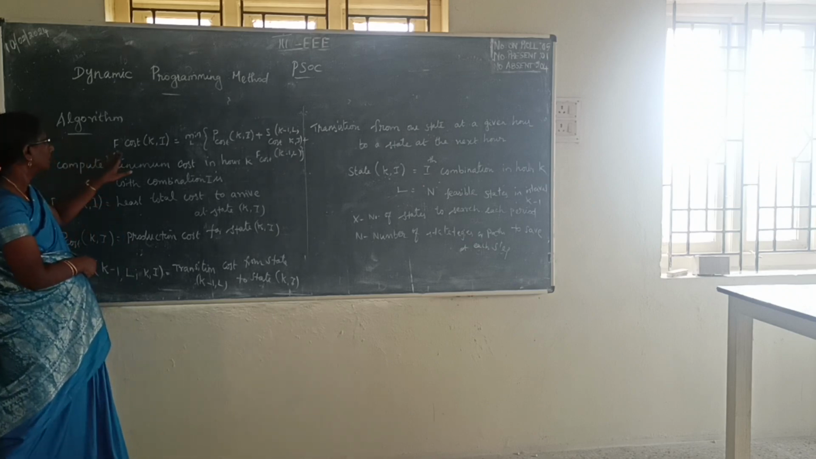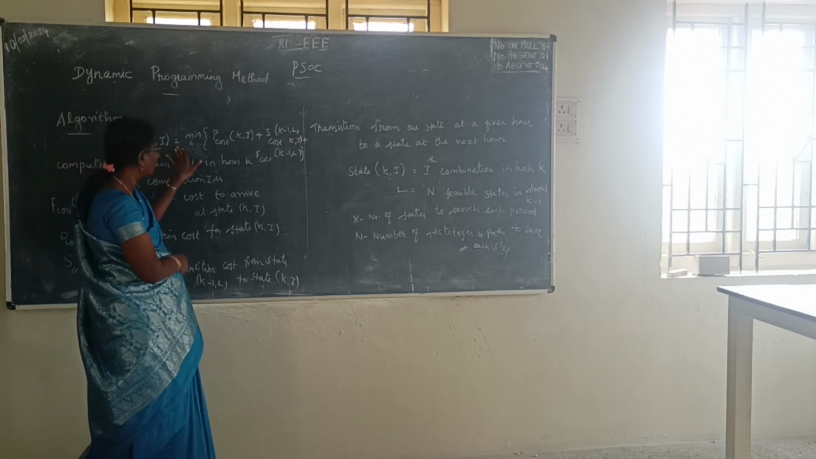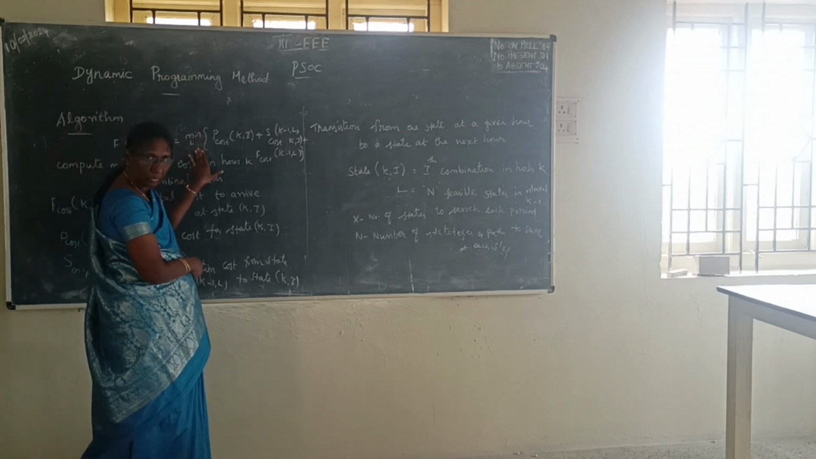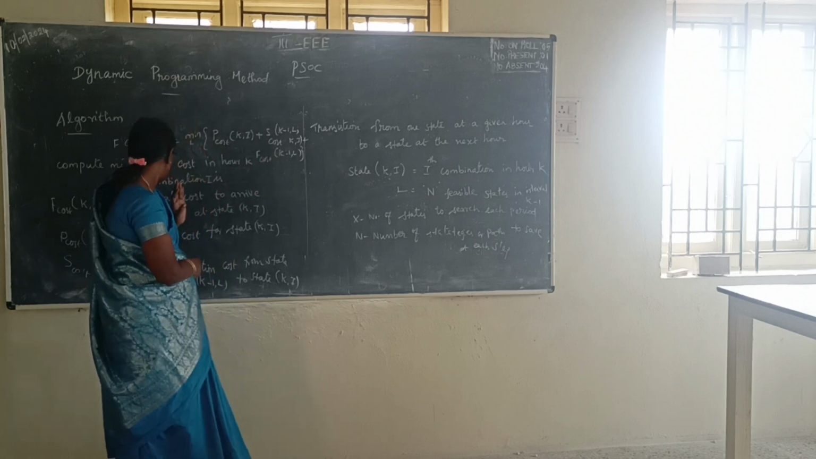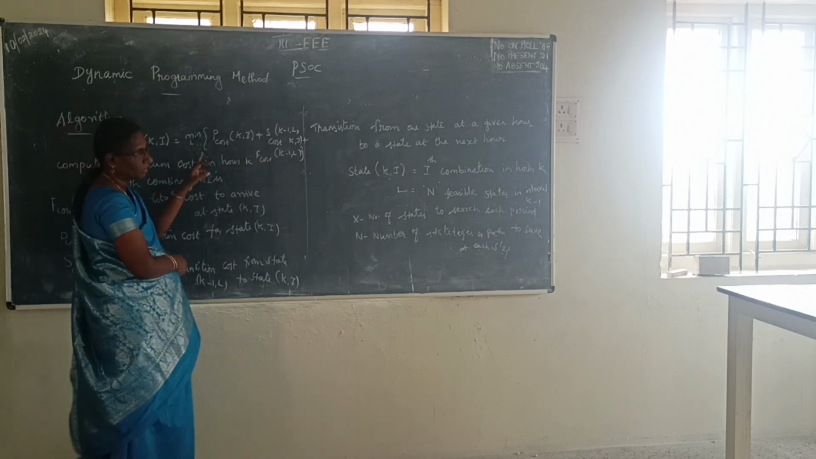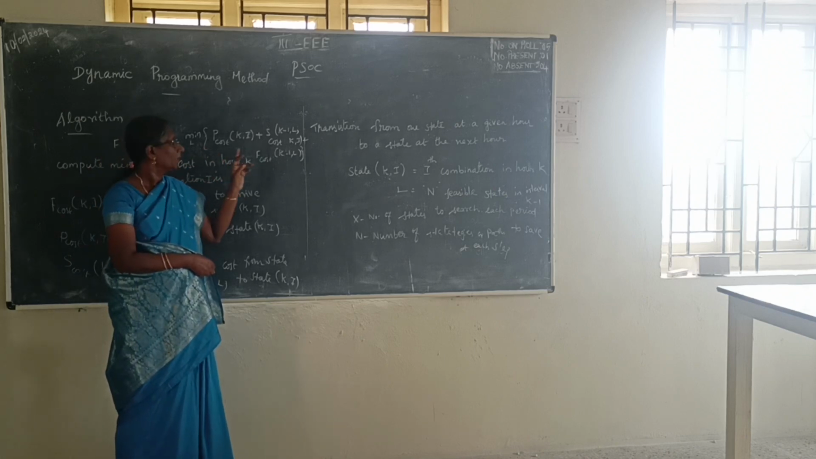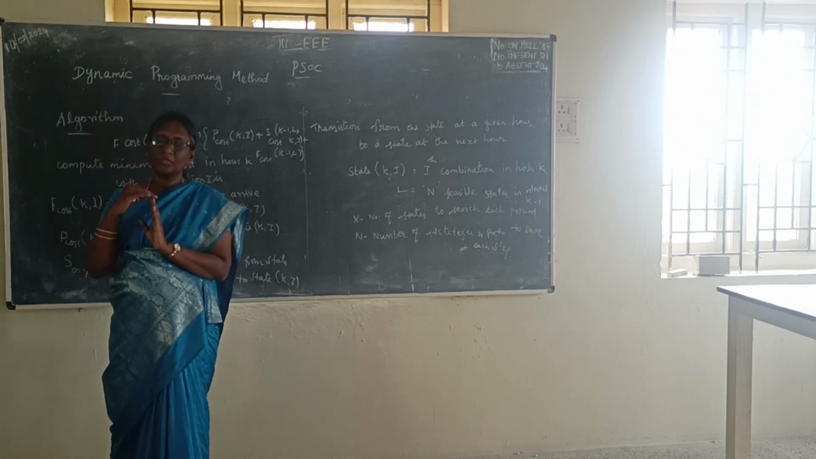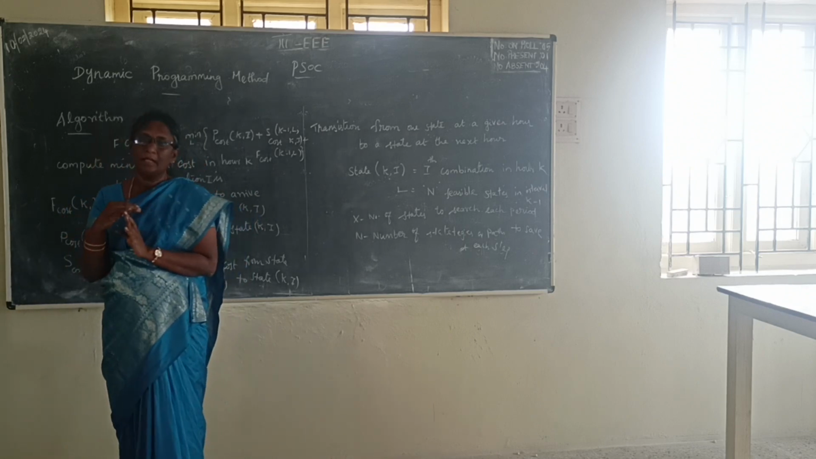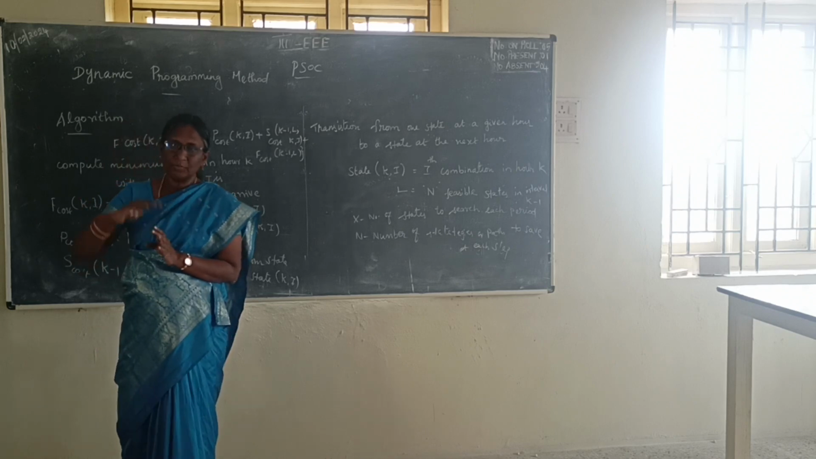The algorithm: F cost of K comma I is equal to the minimum of P cost plus S cost plus F cost. What is P cost? P cost is production cost. Each and every unit has a production cost. Then S cost: normally unit 1 is operating, then we are going to change or add, otherwise we keep whatever it is. That is the transition from one state to another state.